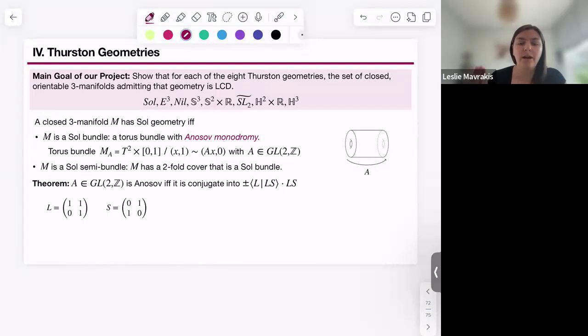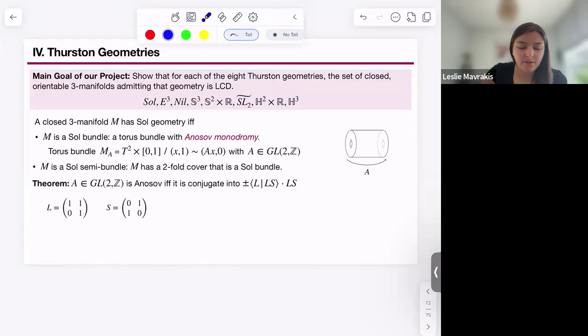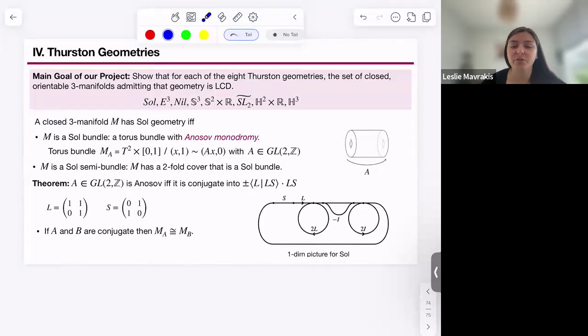We have this L matrix, we have this S matrix, and the idea is a matrix A is Anosov if and only if it's conjugate into something that can be written where you start with S, then you multiply by L, and then you can do LS or L any number of times. And then you can build your branched manifold using this language. So here's a one-dimensional picture. Oh, I should note that if you have matrices that are conjugate, then their torus bundles are homeomorphic. So this is the one-dimensional picture for Sol.